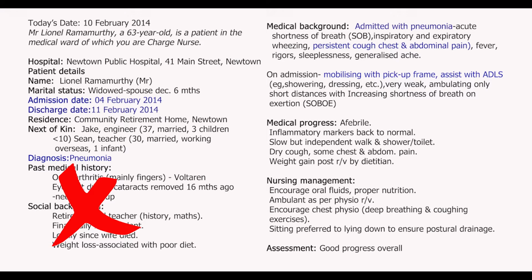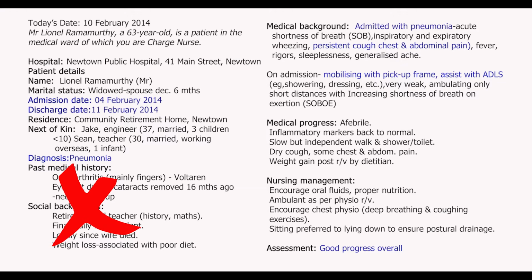Coming to the medical progress, you can see that the patient is afebrile. Inflammatory markers are back to normal. You can include these data, of course, or you can simply write that currently he has made overall good progress. So that itself will cover both the data.